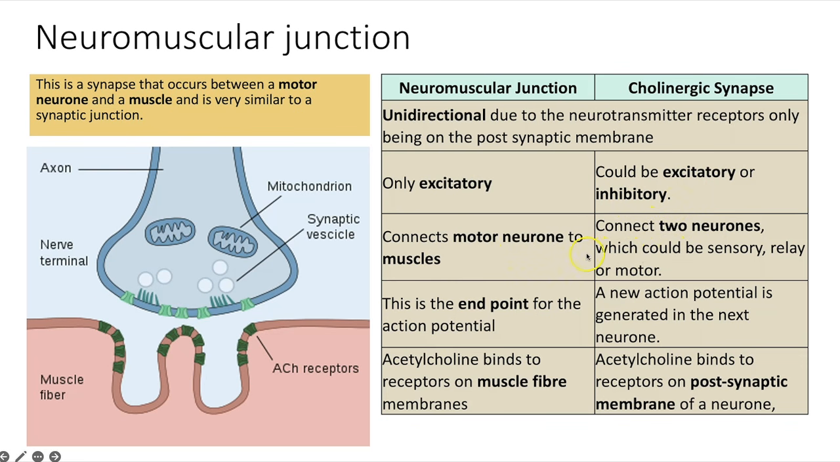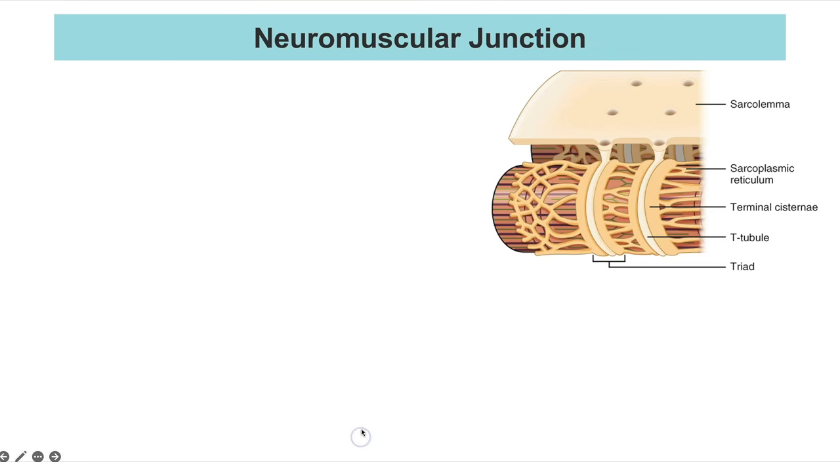We've got the difference between where they connect. The neuromuscular junction is at the end of that response arc, whereas a cholinergic synapse can result in a new action potential generated in the next neuron. And then lastly, the acetylcholine binds to receptors on muscle fiber membranes for a neuromuscular junction, whereas the acetylcholine binds to receptors on postsynaptic membranes for a neuron.